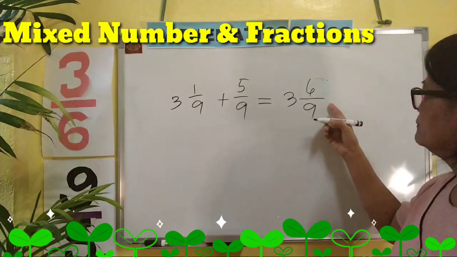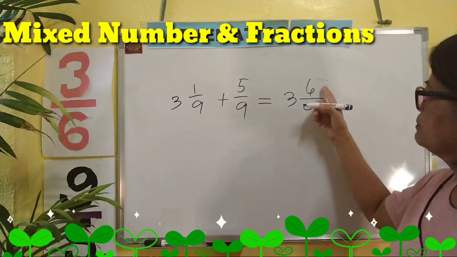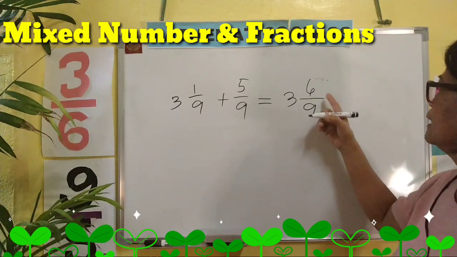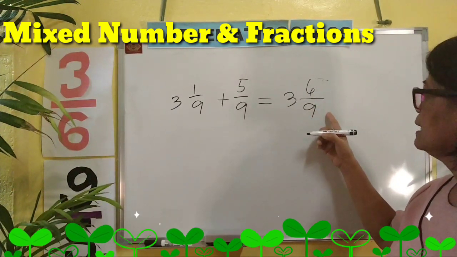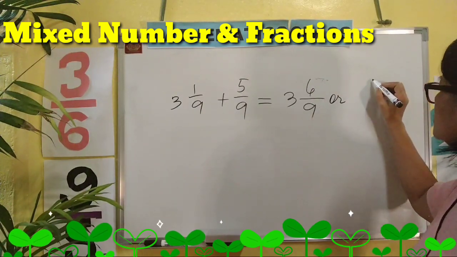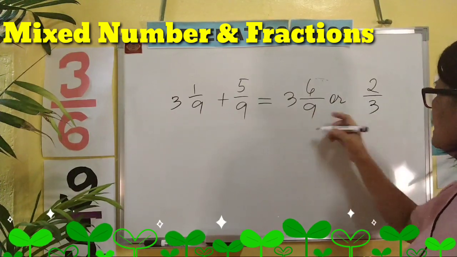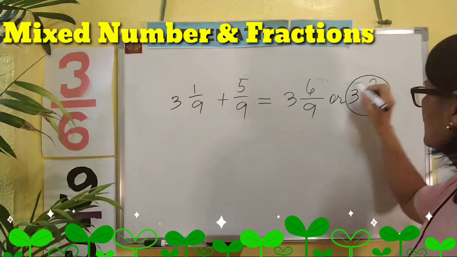Let us see if there is a greatest common factor for 6 and 9. The greatest common factor for 6 and 9 is 3. 6 is divisible by 3. 9 is divisible by 3. So, 6 divided by 3 equals 2. 9 divided by 3 is 3. And then, copy the whole number. This is your possible answer.